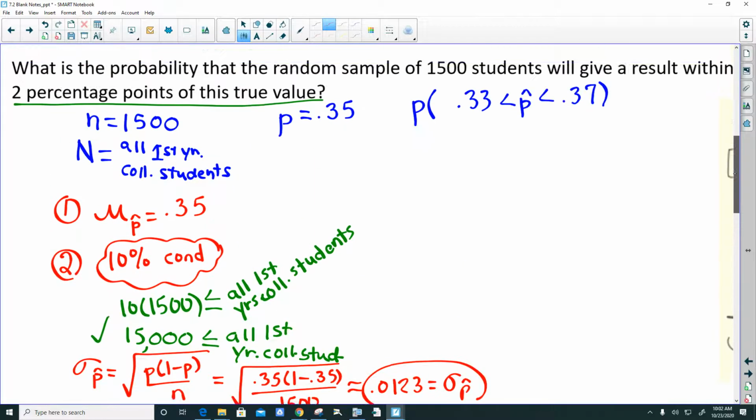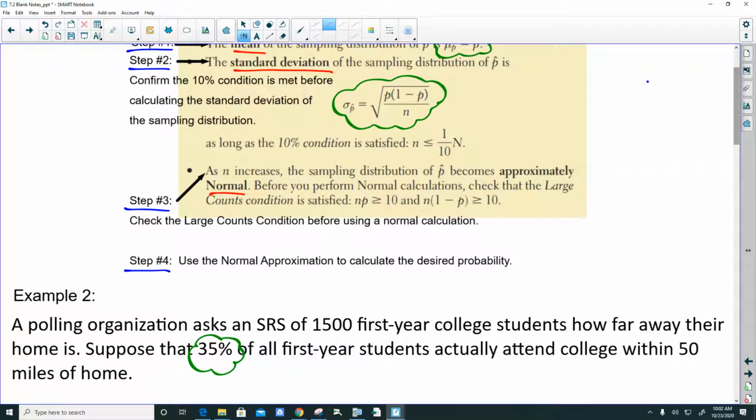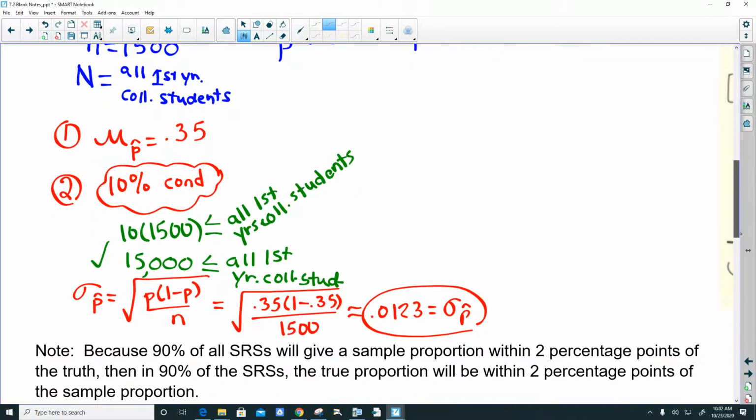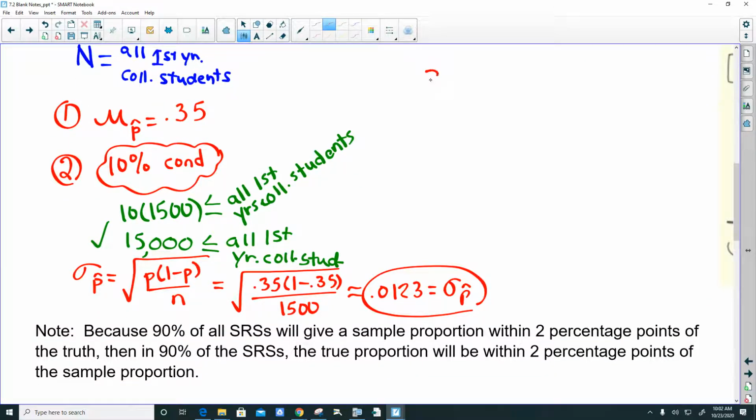Our third step is for the shape. We look back up here. Remember, before we can make the statement that this is approximately normal, we have to have checked the large counts condition. So for my third step, I'm going to abbreviate LCC for large counts condition, and I'm going to be showing these two things here.